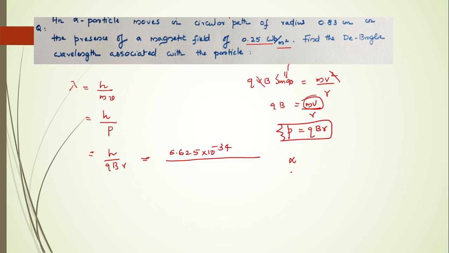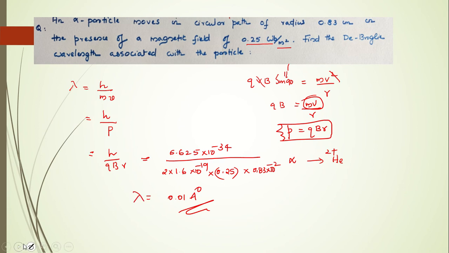So for alpha, that is He2+, so 2 units of positive charge. So 2 into 1.6 into 10 raised to minus 19, into 0.25 tesla, the magnetic field, into the radius as 0.83 centimeter. So 0.83 into 10 to the power of minus 2. On solving, you get approximately 0.01 Angstrom. So that is the de Broglie wavelength.